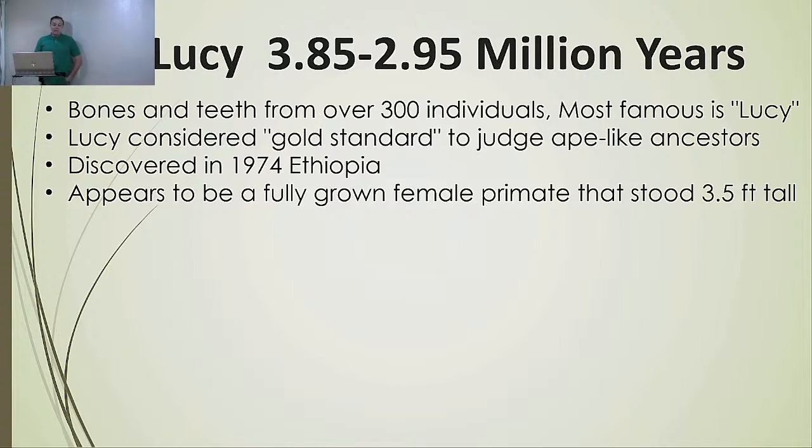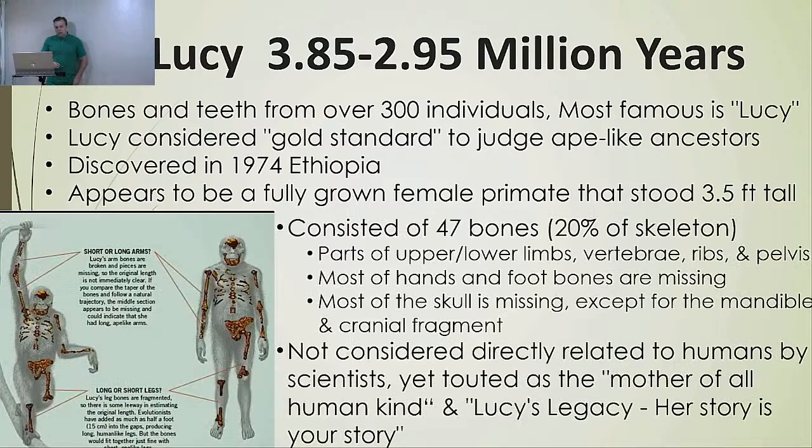She was discovered in 1974 and appears to be a fully grown female primate that was about 3.5 feet tall, so relatively small. They only found 47 bones, about 20% of the skeleton, some of the upper body, vertebra, ribs, pelvis. Most of the hands and feet were missing, and most of the skull is missing, except for the jaw and a cranial fragment. You can see 2 possible orientations. You have the ape-like one that is just an ape, and then you have the one that evolutionists put forward where they tried to make it appear more human-like.